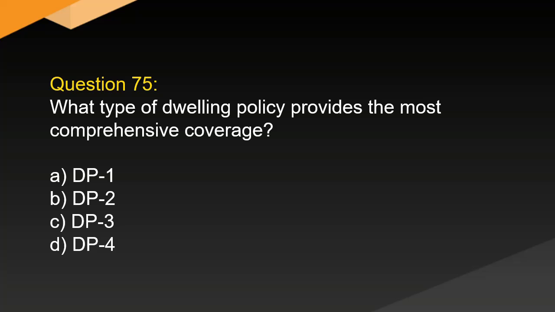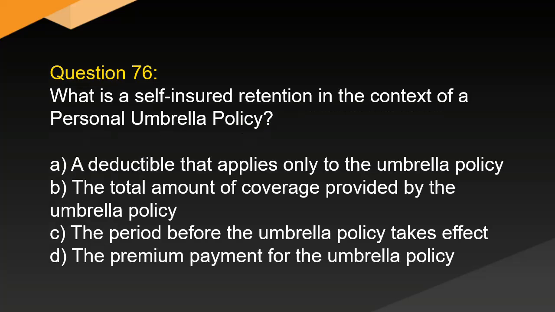Question 75. What type of dwelling policy provides the most comprehensive coverage? A. DP-1. B. DP-2. C. DP-3. D. DP-4.